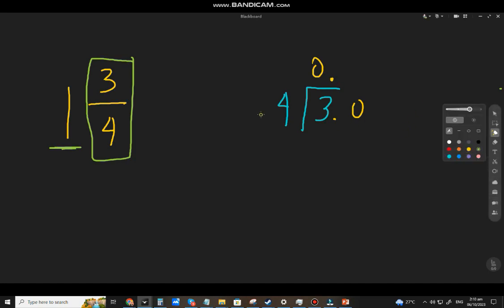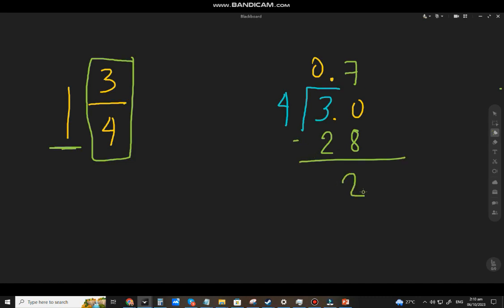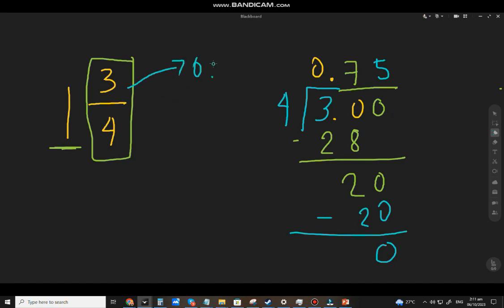30 divided by 4, that will be 7. There are 7 4s in 30. So 7 times 4, that will be 28. And 30 minus 28, that will be 2, right? And let's just add another 0 here. So 20 divided by 4, that will be 5. 5 times 4, that's 20. So 20 minus 20 is 0. So there you have it. For 3 over 4, we know this one is 0.75.